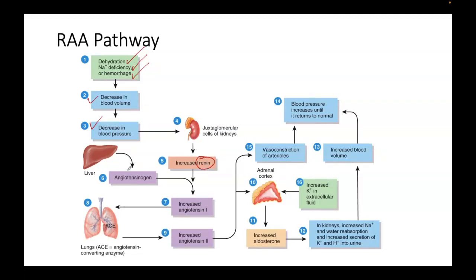Your liver is going to release angiotensinogen. Now, ogen means it's inactive. So this angiotensin, this chemical that's involved in regulating blood pressure, is inactive. But when renin bumps into it, it knocks off the ogen, and angiotensinogen now becomes angiotensin 1. And if there's an angiotensin 1, it is safe to assume that there will be an angiotensin 2.